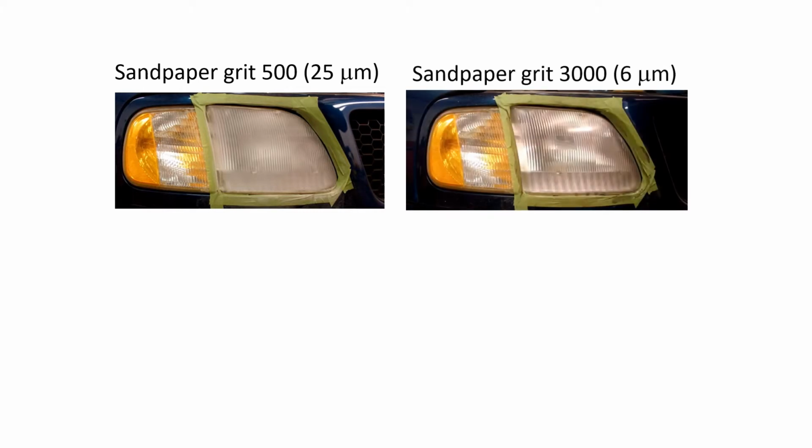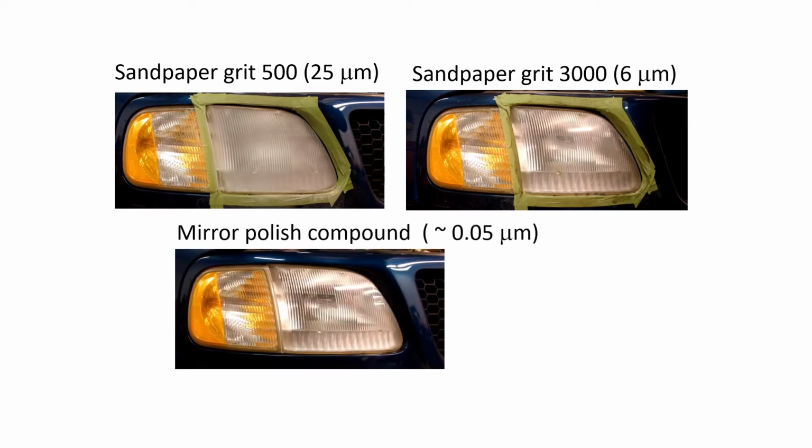First, for getting rid of scratches, the surface is sanded with 500 grit paper, which leaves a grain of about 25 micrometers. Reflection is almost perfectly diffuse. Next, the surface is sanded with 3000 grit paper. This reduces the grain to 6 micrometers. Some specularity is starting to show.